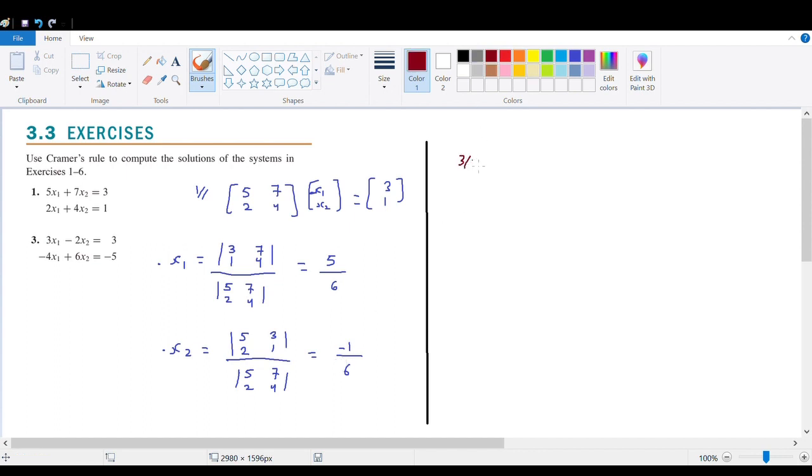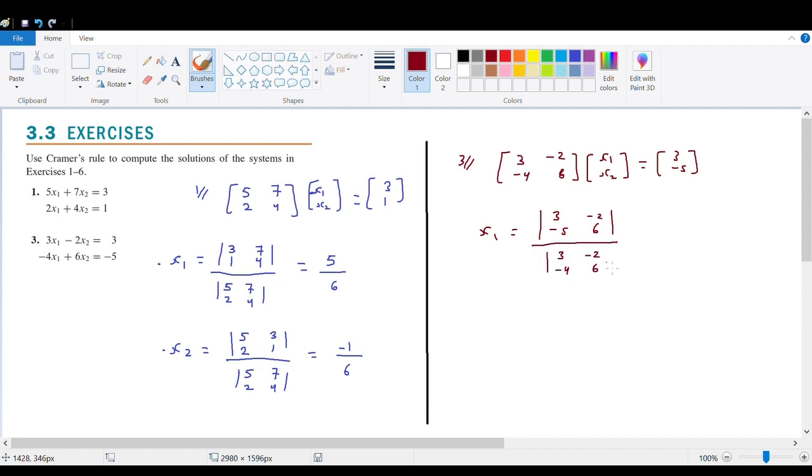In the same way, we do number 3. First, we write it as a matrix equation. Then we solve it for x1 and x2 using Cramer's rule. So here we have our matrix A, our x and b. Now x1 will be equal to the determinant of the matrix A where we replace the first column by 3, minus 5. Here we have minus 2, 6.